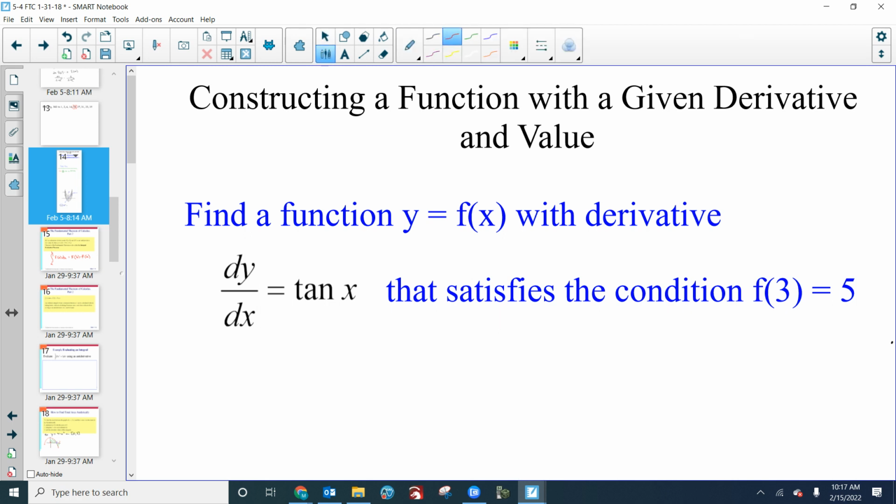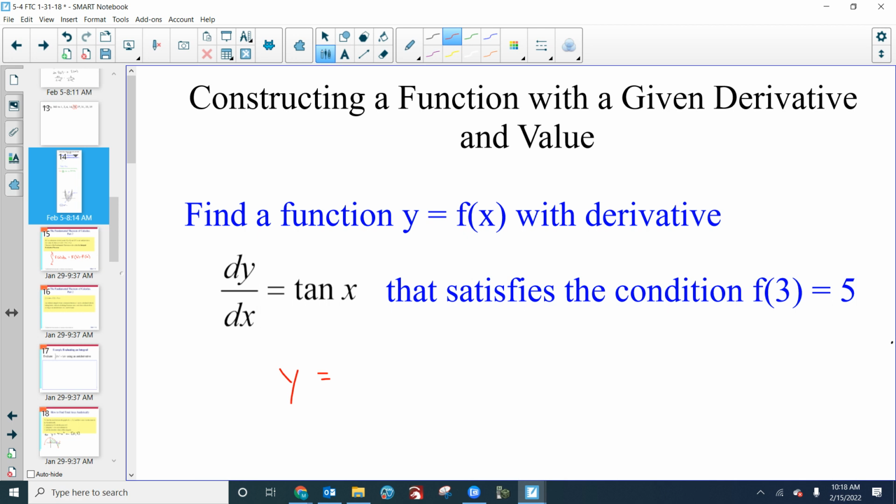I call this the dirty rule, because I think it's kind of a dirty approach to it, just to be honest. So do you all understand, if you're given that the derivative is tangent of x, you have to think of a function whose derivative is tangent x, correct? Because they give us f of 3 equals 5. So y must be the antiderivative function, correct?